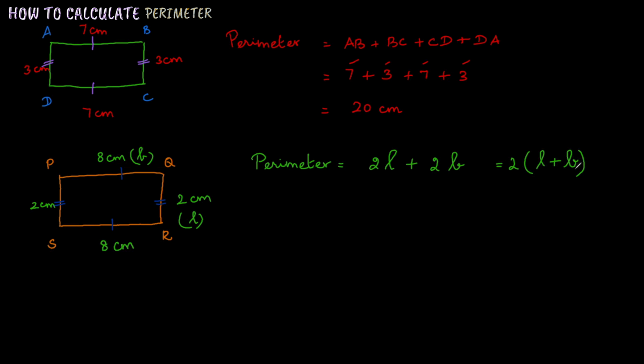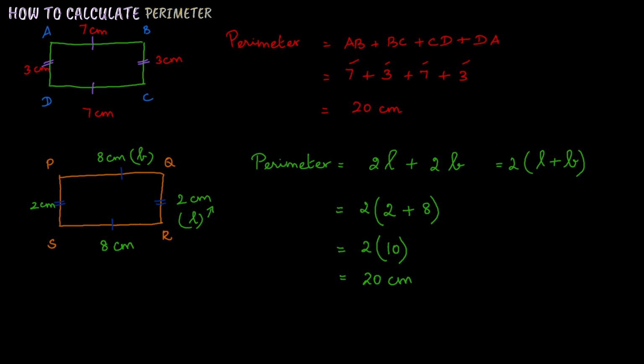It is just a substitution now. 2 into, so in the place of L, what am I supposed to substitute? 2. Plus, in the place of B, what am I supposed to substitute? 8. So now 2 into 2 plus 8 is 10. So 2 into 10 is 20 centimeter. So unit is again important. So using formula, I have calculated perimeter for this rectangle.